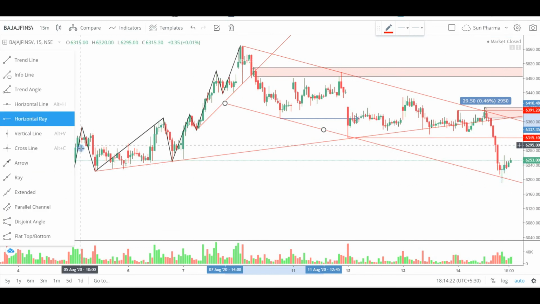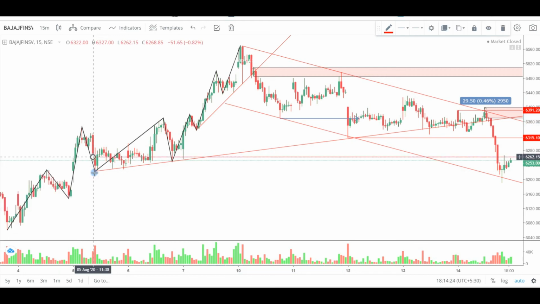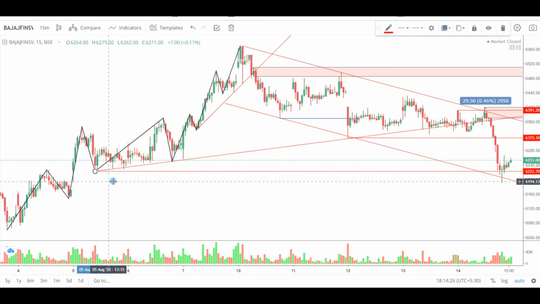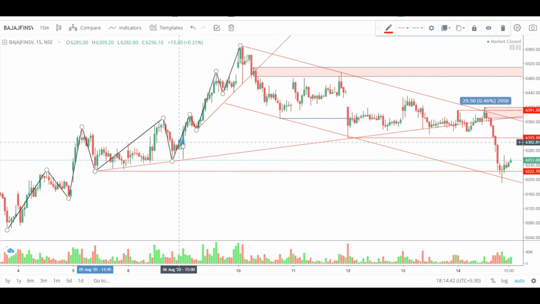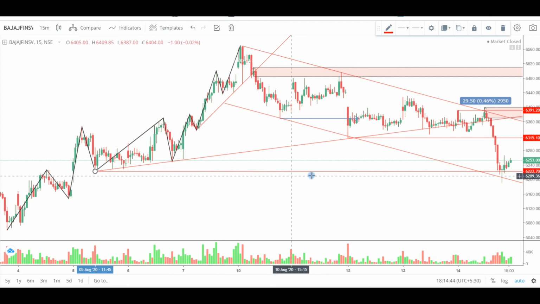Incidentally, this is a demand zone here because this is a support where previously there was buying, which can be seen from this price action as prices went up significantly from this point of buying. So this is a good level for booking profit.